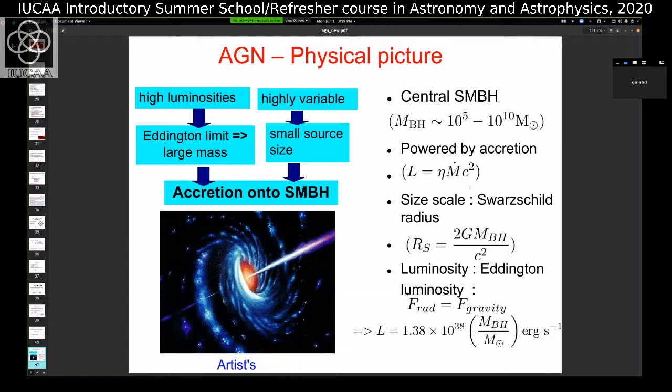So, just to keep in mind, these are the typical numbers. A central supermassive black hole, which has a mass 10 to the power 5 to 10 to the power 10 solar masses. Then this is powered by accretion with an efficiency eta, which converts the accretion rate into luminosity. The size scale is of the order of, let's say, the Schwarzschild radius. The luminosity is of the order of the Eddington luminosity, or lower than that, of course. The Eddington luminosity is given by this quantity.